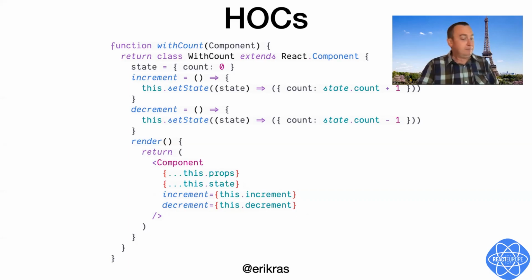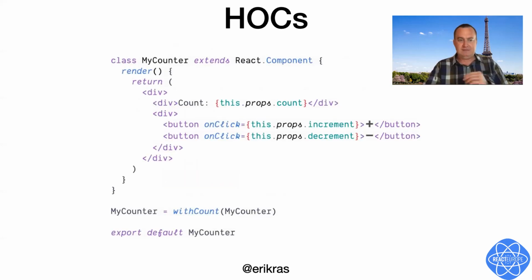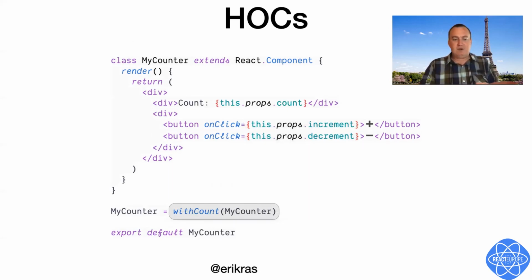So how do we use this HOC? Well, like this. We have a component that we want to enable counter functionality on, something like this. And we write it assuming that it's going to have a count prop and increment and decrement props. And then, watch this sleight of hand so you don't miss it, we decorate our component with countHOC. And this returns a new component that will have our state and mutators injected into it.